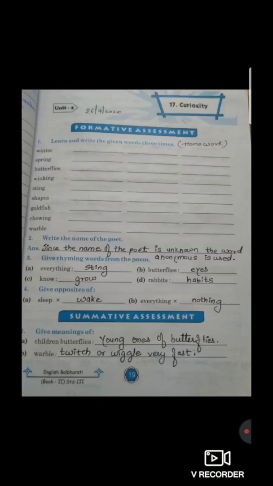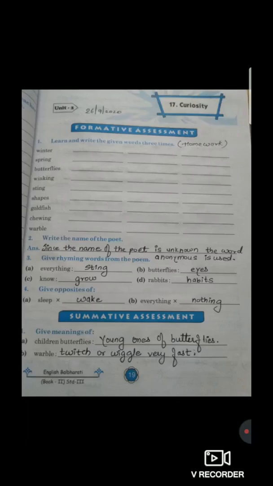Give rhyming words from the poem. A1, everything, answer is sting. B1, butterflies, answer is eyes. C1, no, answer is grow. D1, rabbits, answer is habits.